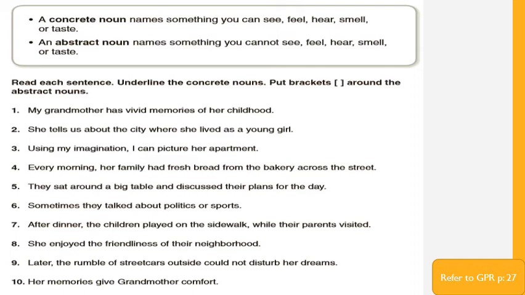Grandmother is a person. It's a concrete noun. Memories. Memories, I do not touch them. I keep them in my mind. So memories are abstract nouns. Of her childhood. Also, childhood is considered an abstract noun.